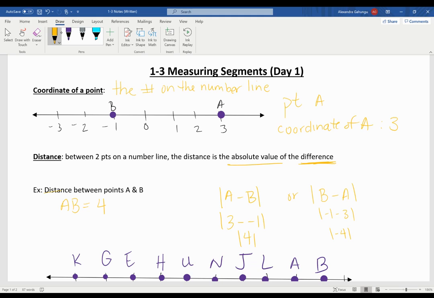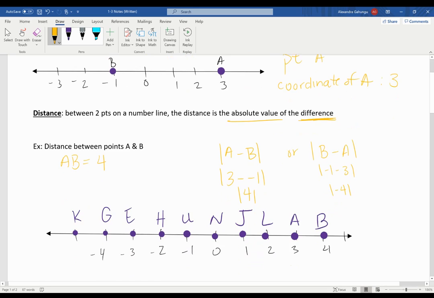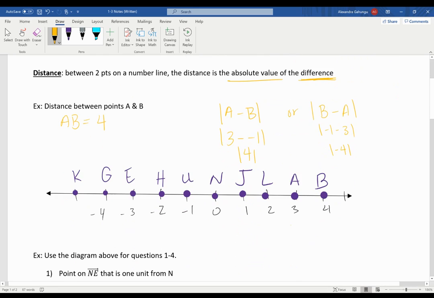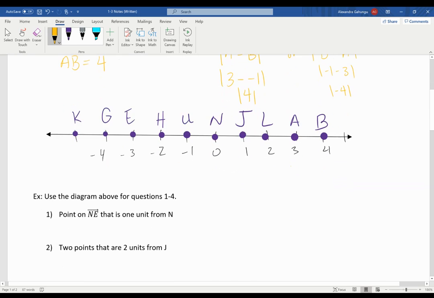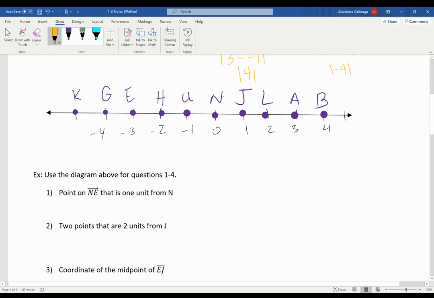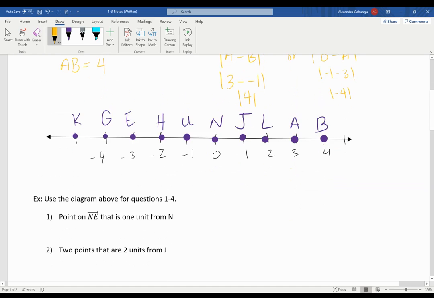And the notation for distance just means that you won't have that bar above the letters. That's kind of the new thing. If you had a bar above the letters, you would be saying the segment and wouldn't be talking about distance. So we're going to practice that with our other number line.